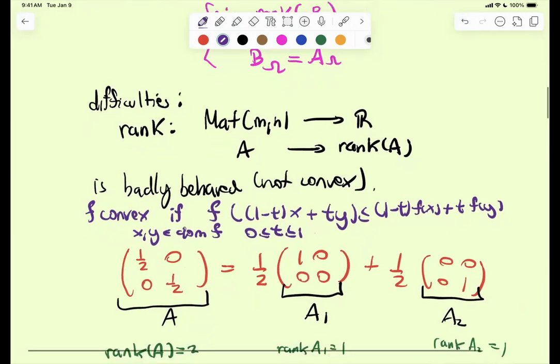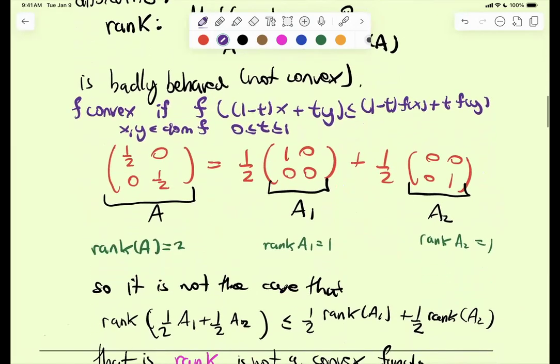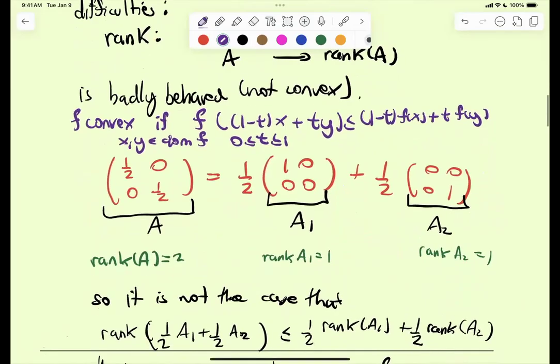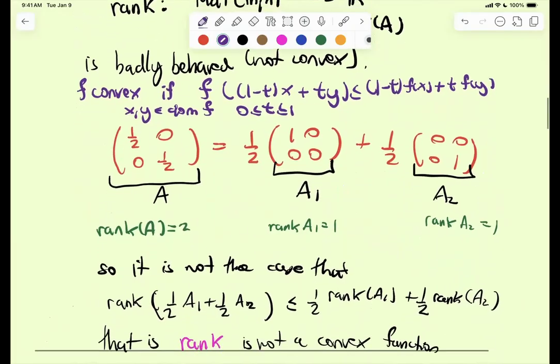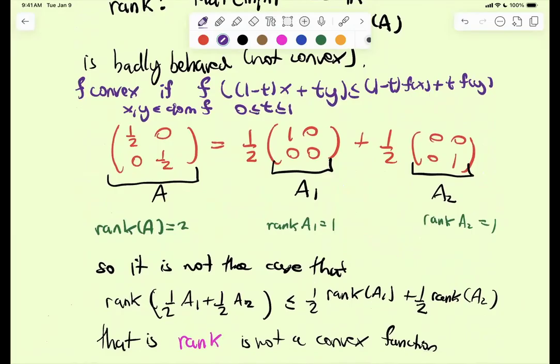If you check the definition of convexity, if the function were convex, then the rank of this convex combination of the two matrices would be less or equal to 1 half the rank of one matrix plus 1 half the rank of the other matrix. But it's not true that 2 is less or equal to 1. Half plus half gives 1. So the rank is not a convex function.